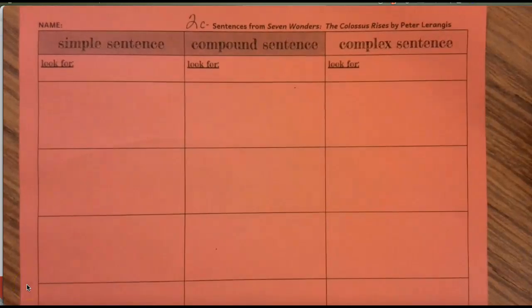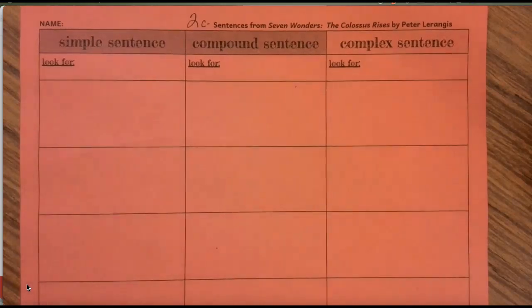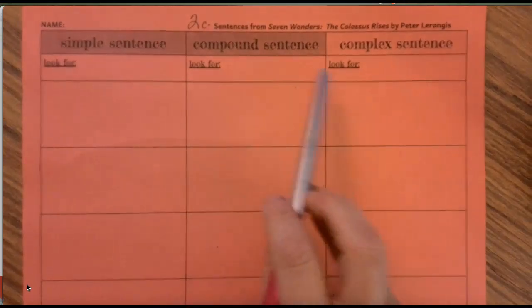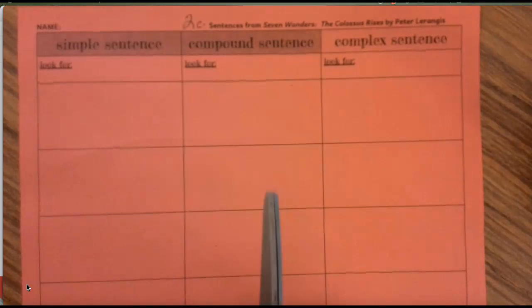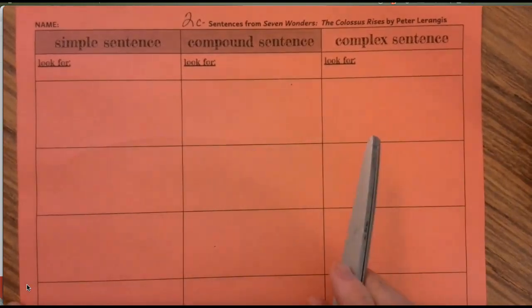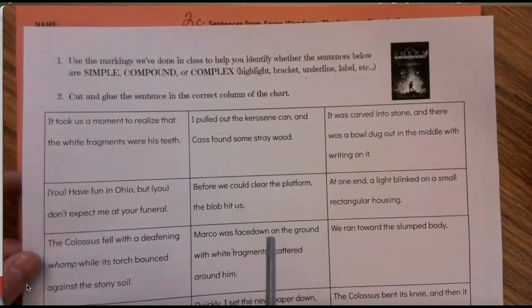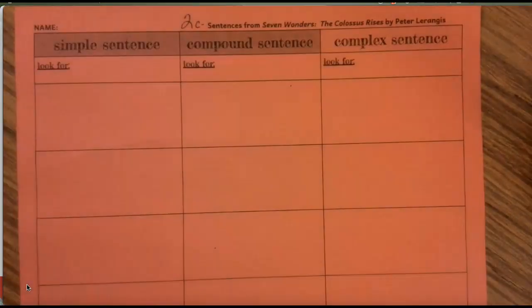For lesson 2C in our mastery grid, you're going to need 2 pieces of paper. One of them looks like this. It's an orange chart, and it says 2C, Sentences from 7 Wonders of the World. And then you'll see that it's divided into simple sentences, compound, and complex. And then the other page you're going to need is a white one that's got some squares on it. So you're going to put your first and last name at the top.